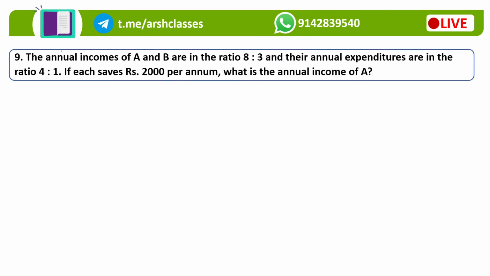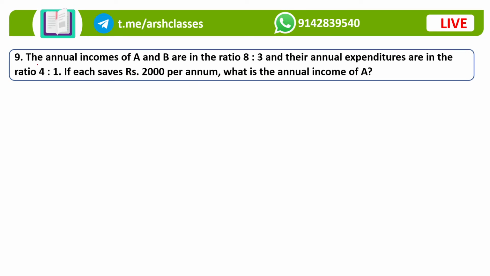Now, this question is 9. The annual incomes of A and B are in the ratio 8:3, and their annual expenditures are in the ratio 4:1. If each saves rupees 2000 per annum, what is the annual income of A?